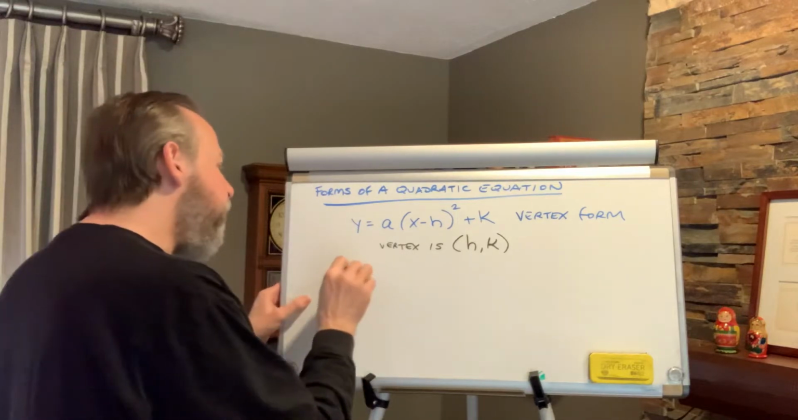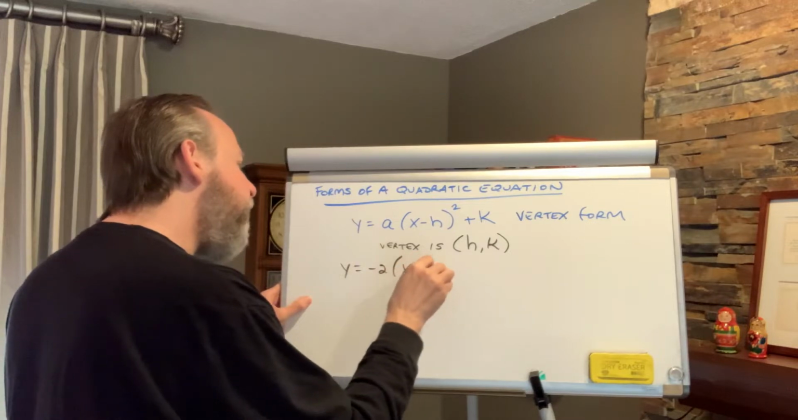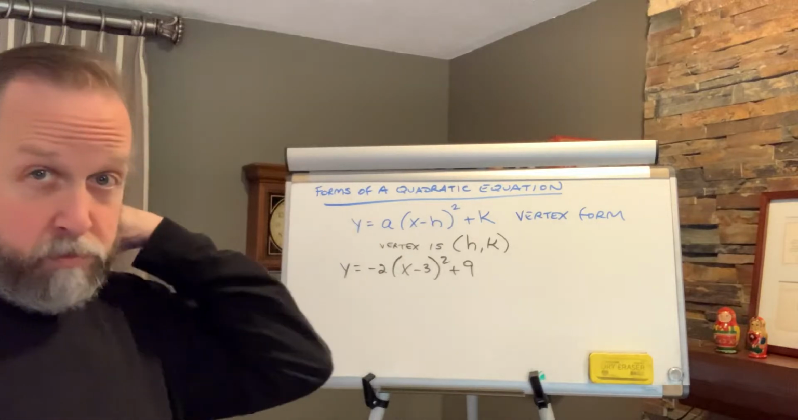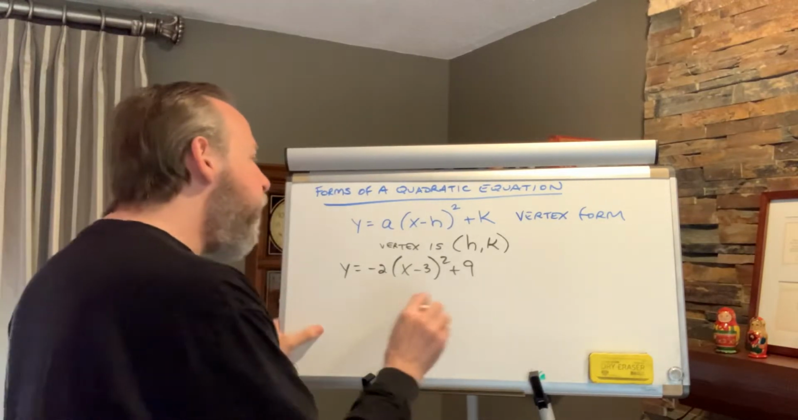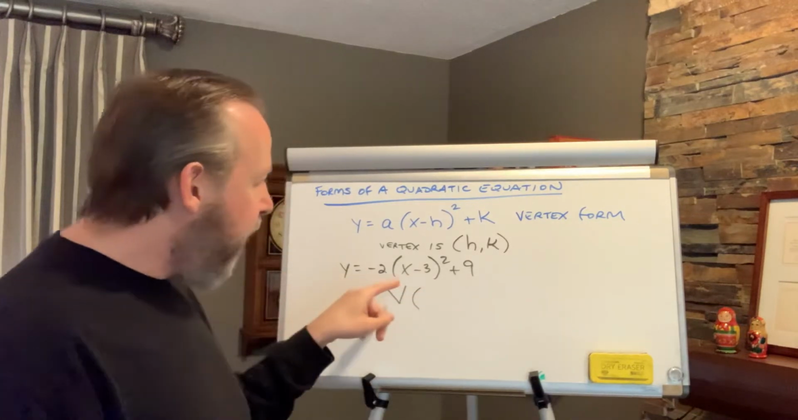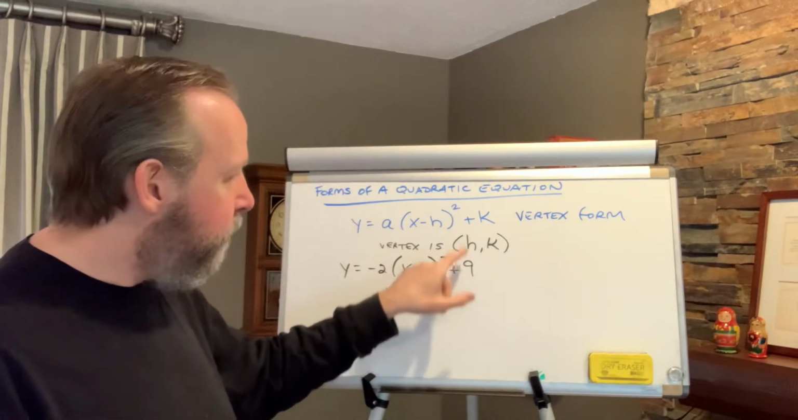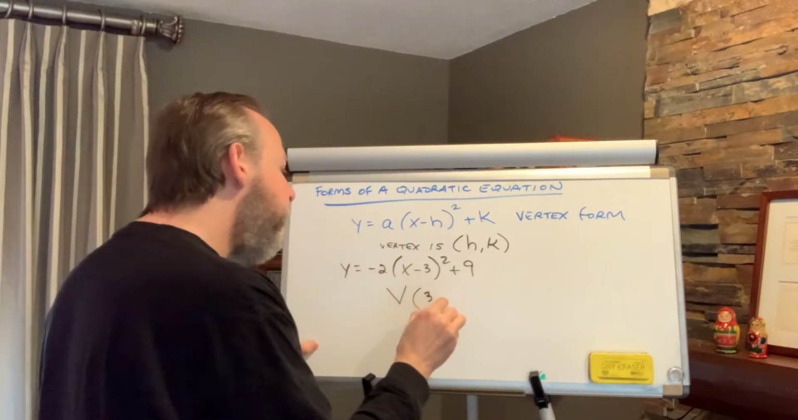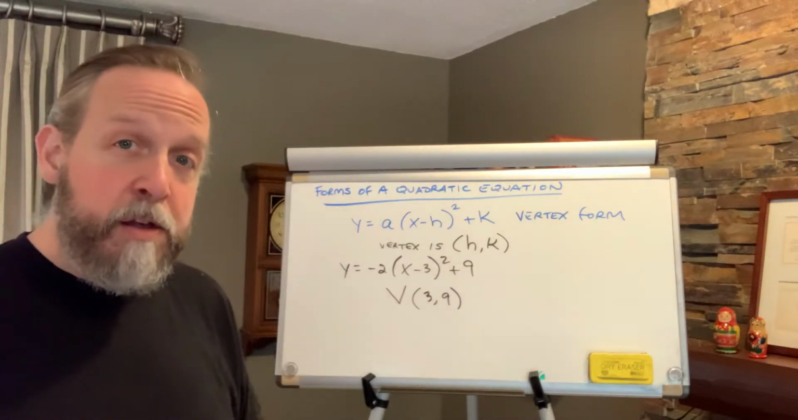Here is an example of an equation. y equals negative 2(x minus 3) squared plus 9. What's the vertex? Well, the vertex, which we'll just use a capital V for, is at (3, 9). Notice that it says plus on the outside. (3, 9). All we're doing right now is identifying the vertex.